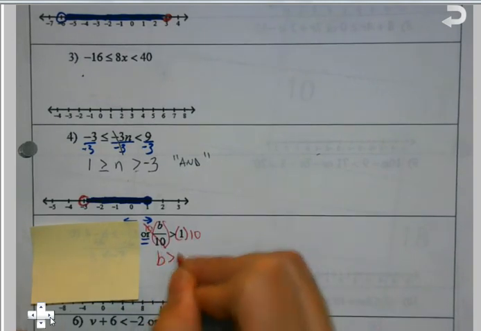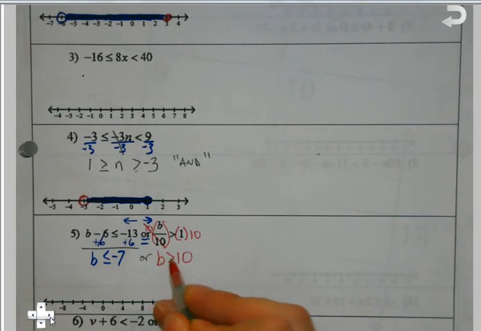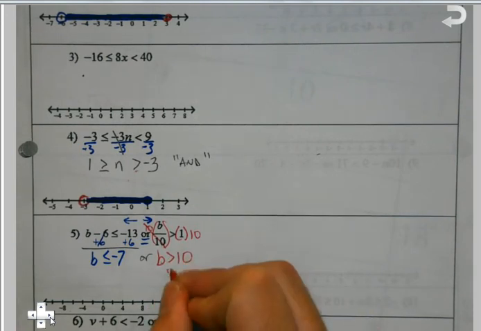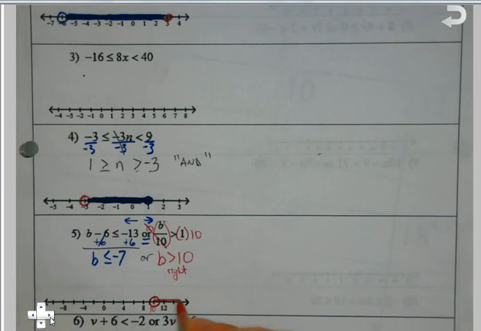So b is greater than 10. Notice no flipping of arrows. There weren't any negatives I was playing with. So I get those in there, and I say, okay, let's graph these. b is greater than 10, which means my arrow is going to go to the right. Here's my 10. Open circle. To the right, looking good so far.